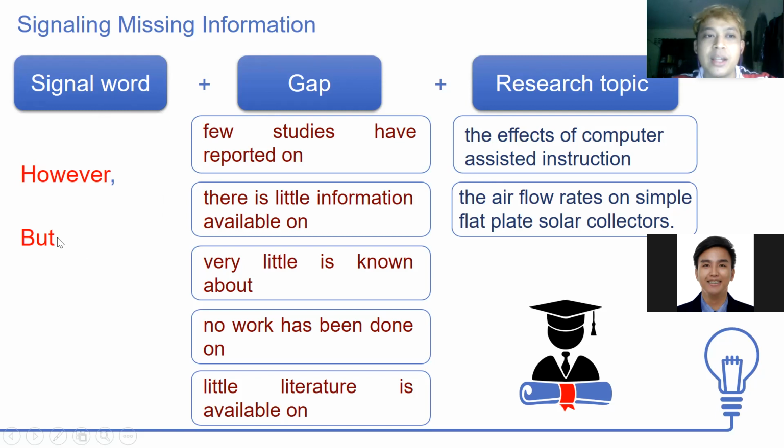Or for example, another one. I don't like the word but. However, there is little information available on, for example, if your company is about farming, experimental farming, and so on. Or, however, no work has been done on. Oh, this is very strong. If you say it like this, no work has been done on, are you sure no work?